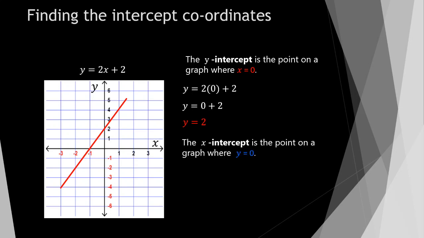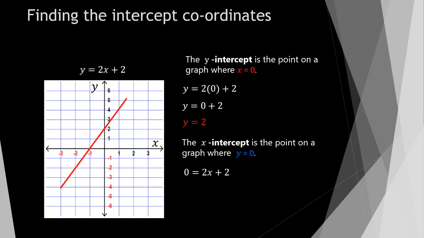What about for the x-intercept? This is where the line hits the x-axis, which means it's neither above nor below the x-axis, it's actually on the x-axis. So what we need to do is substitute where y equals 0. So here we say 0 equals 2x plus 2.